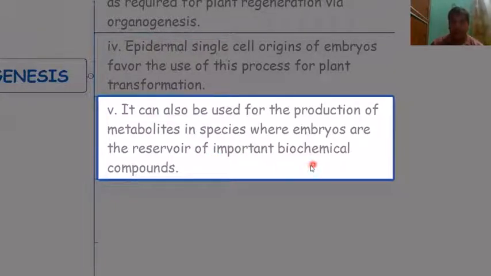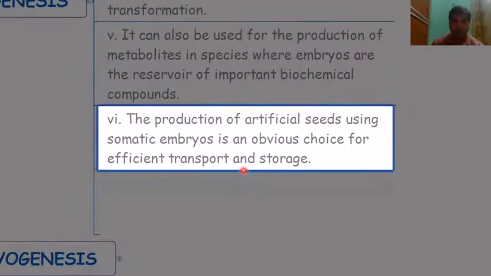Now again, you can take it as one of the questions: what kind of metabolites are being produced by the somatic embryos in cultures? The production of artificial seeds using the somatic embryos is an obvious choice for efficient transport and storage. Remember that we can have these somatic embryos produced at a very large scale, and in just a very small vessel we can carry them from one place to another. So actually they make it very convenient to transport the material and also to store it.